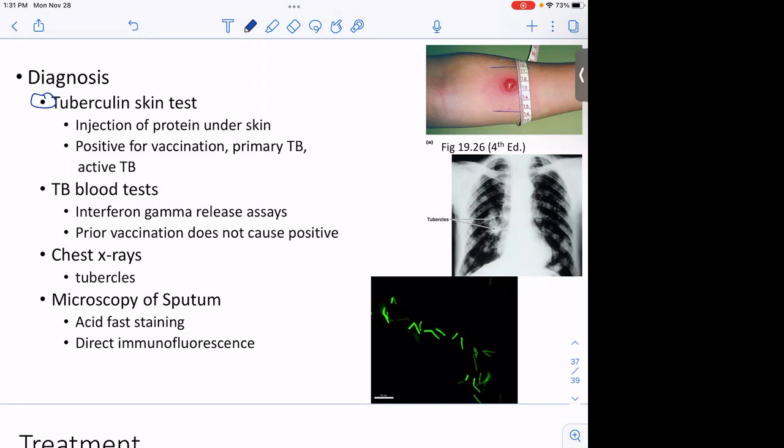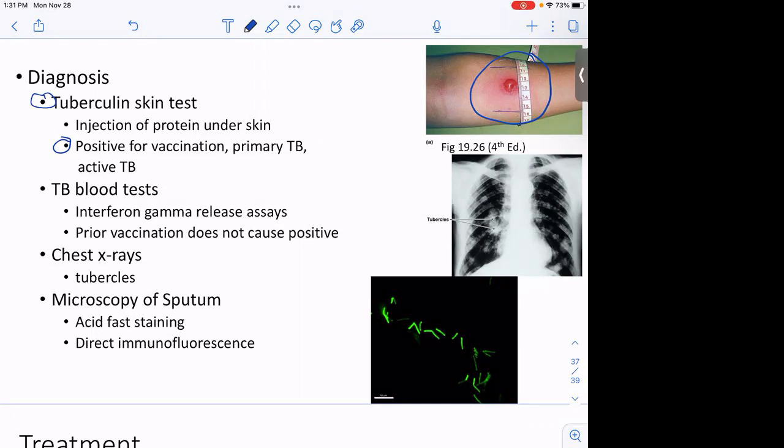All right, so you'll have somebody trained to check and see if there is a lesion. And it has to be of a certain size and raised to be considered a positive test. What does a positive test mean? Well, it means that either you've been vaccinated at some time, it could mean that you have primary TB, or that you have secondary infectious TB. It could mean any of those things.